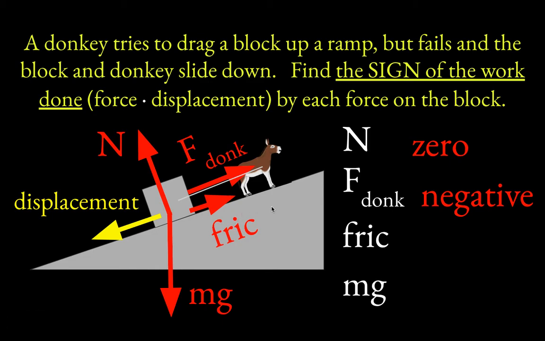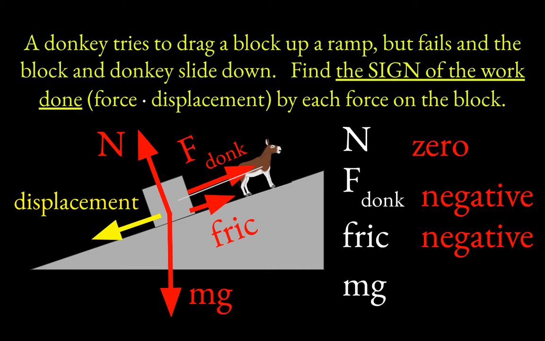See if you can figure this out for the friction force. Like the donkey's force, the friction's force is pointing up the ramp while the displacement's down the ramp. So the friction is also robbing joules of kinetic energy away as the thing slides down the ramp.